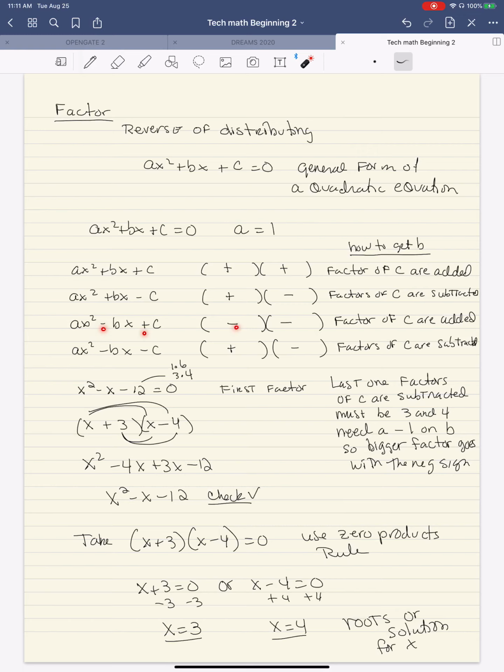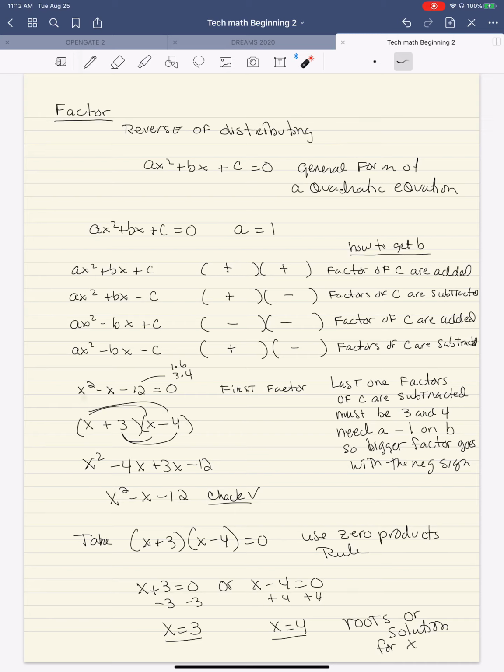Minus plus is minus minus. Factors of c are added. Minus minus is plus minus. Factors of c are subtracted. So the factors of c are added when the signs are the same in the parentheses. And that happens when you have a plus c. Let's look at a couple examples here.